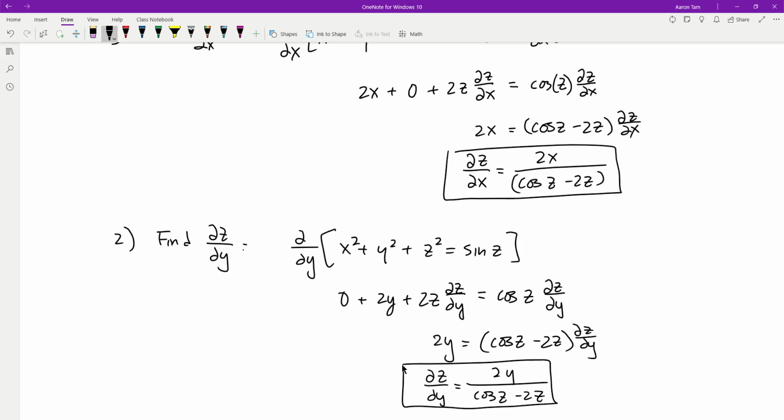Unfortunately, my time is up for today, so we're going to do more examples tomorrow on implicit differentiation.